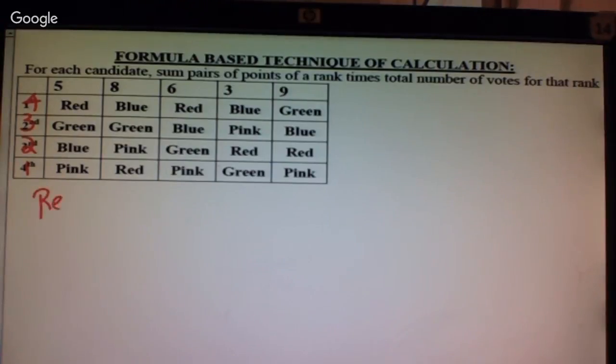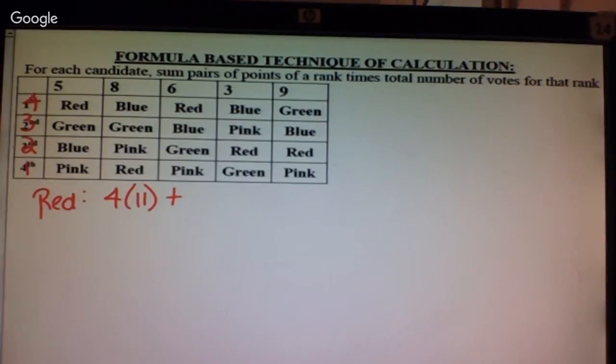So this time, we look at red. How many times did red come in first place? Twice. Don't forget, 2 columns, so 11. They came in first place 11 times. 5 in the first column, 6 in this column. So they got 4 points 11 times.